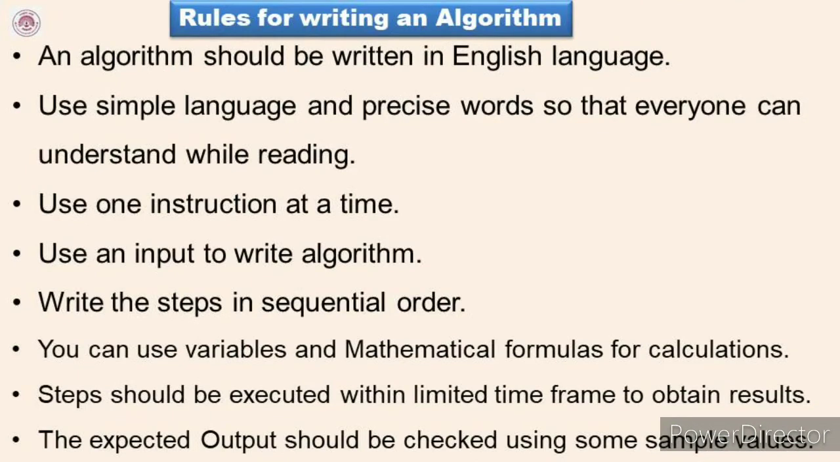Now let us see rules for writing an algorithm. An algorithm should be written in English language. Use simple language and precise words so that everyone can understand while reading. Use one instruction at a time. Use an input to write the algorithm. Write the steps in sequential order. You can use variables and mathematical formulas for calculations.